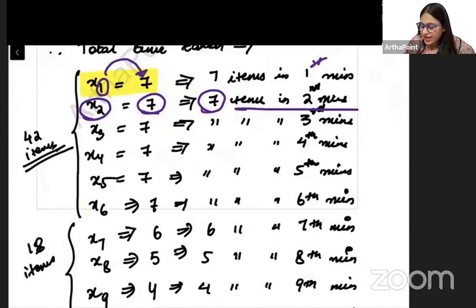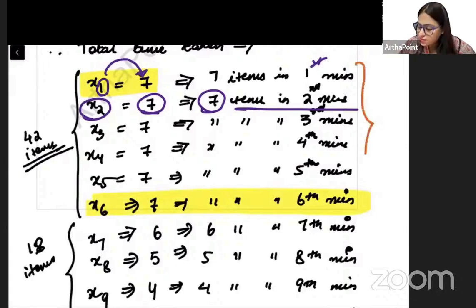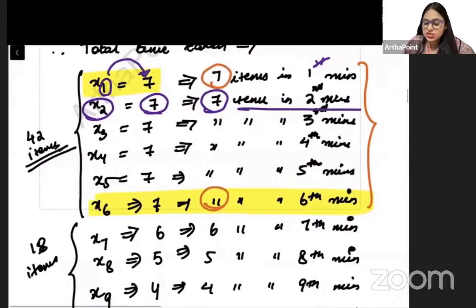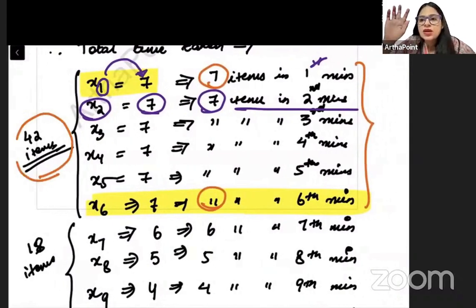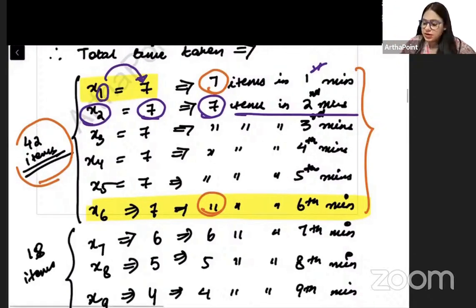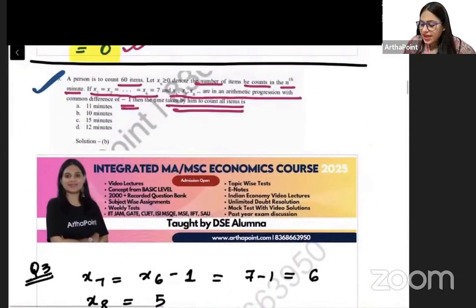This is happening till x6. So that means that in 6 minutes, I have counted 7 into 6, that means 42 items. In 6 minutes, I have counted 42 items. Now try to see from the 7th minute. Now it is following an AP with difference of -1.